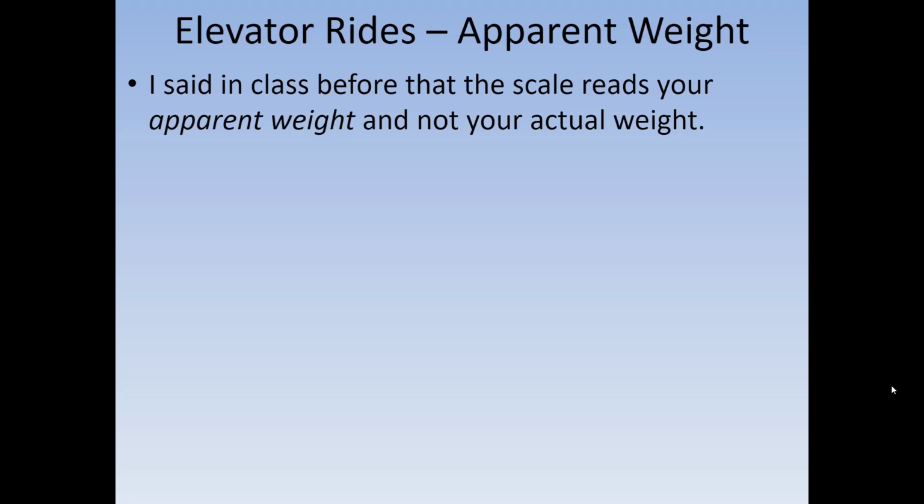If you start throwing a ball in the air and you see the ball veer off in a certain direction that doesn't seem to make sense by the laws of physics, it's because of the accelerated reference frame, that there's something else going on. So now, I should have said this in class at some point, but the scale that you stand on reads what's called your apparent weight. It doesn't actually read your actual weight. What do I mean by apparent weight? Well, think about it like this.